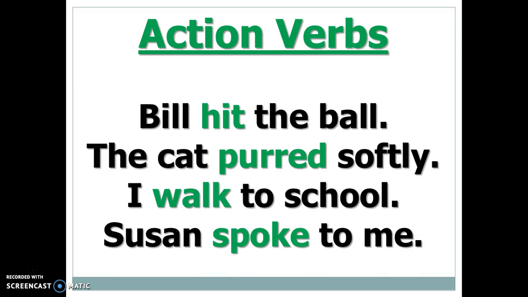Some examples of action verbs. Bill hit the ball. What did Bill do? He hit the ball. The cat purred softly. What did the cat do? It purred. I walked to school. What do I do? I walk. And Susan spoke to me. What did Susan do? She spoke. Now I've got this cute little animation of the ball. Check it out. So anyhow, on your examples, you would write hit, purred, walk, and spoke. That's on the bottom half of your flap.